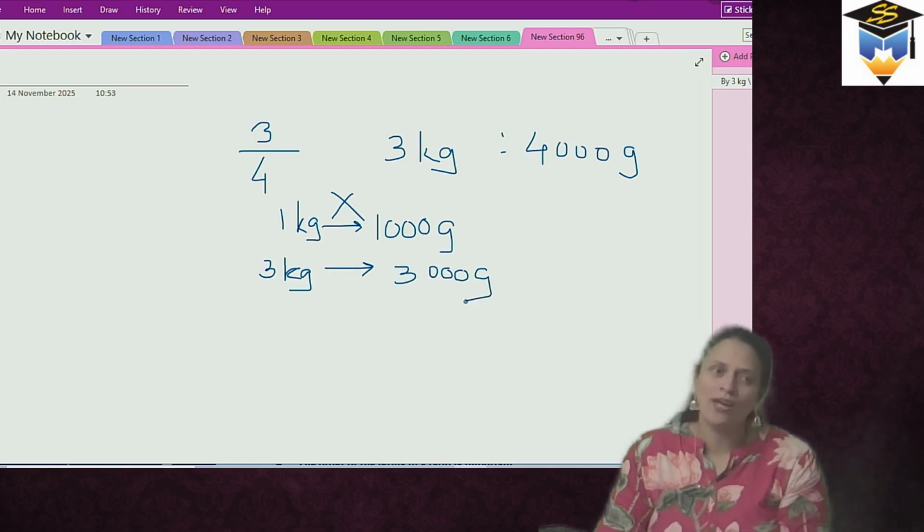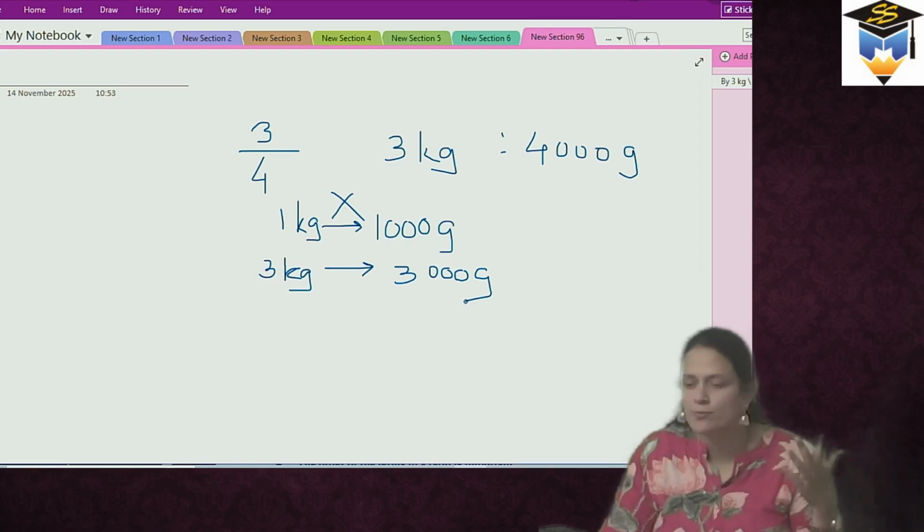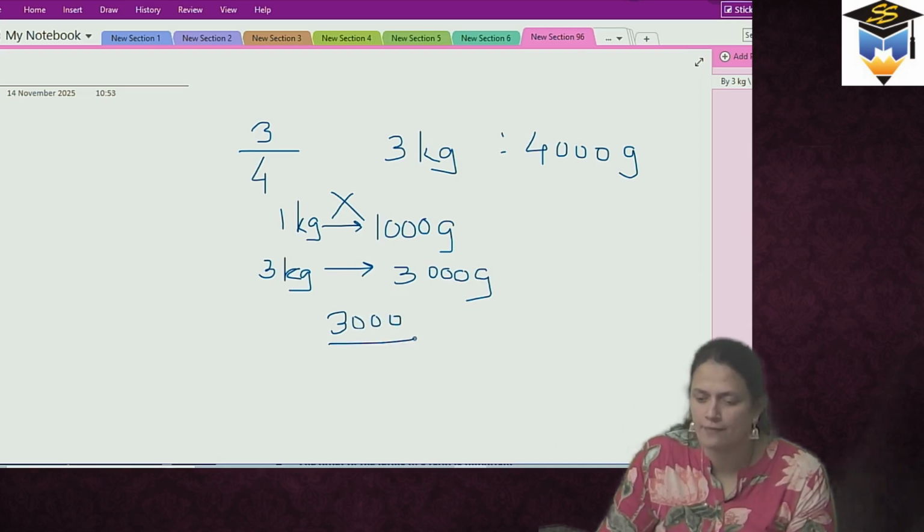Correct? Now can we compare the two quantities that are given? Yes. Why? Because both the units are same now. So now if the same units are there, they have told us to find out 3 kg is to 4,000 grams.